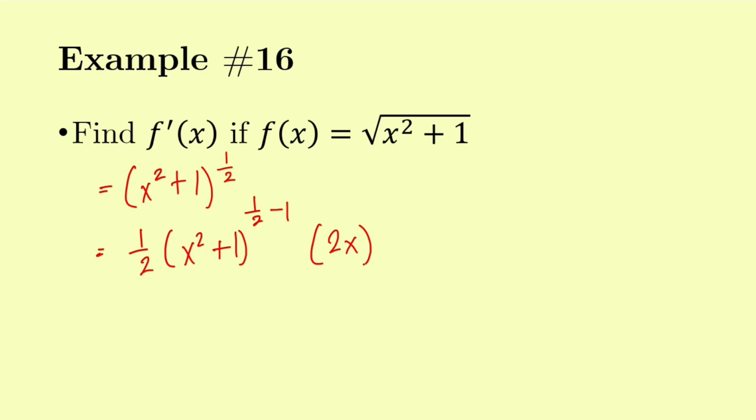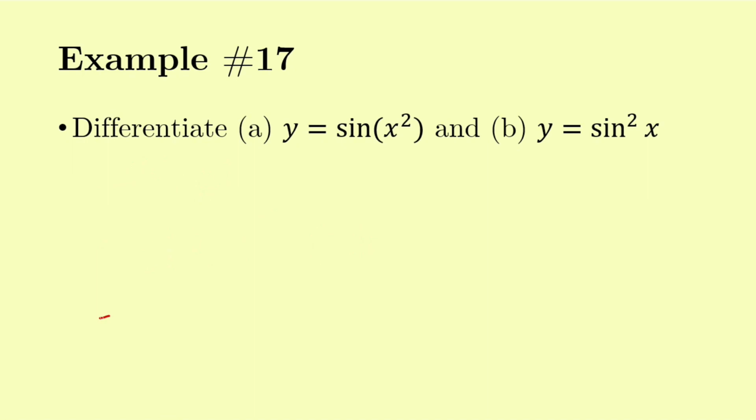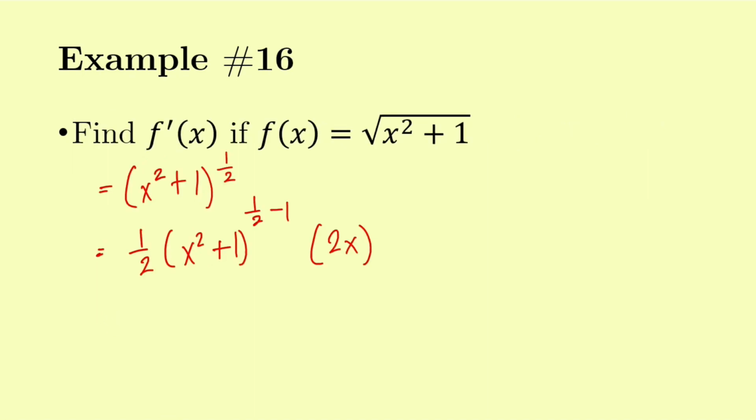And that is your derivative. Siyempre, we will simplify it further by combining the terms, or if we can expand, or if we can get rid of the negative exponents if there are any. Sige. That's equal to 1/2 x squared plus 1 raised to negative 1/2 times 2x.